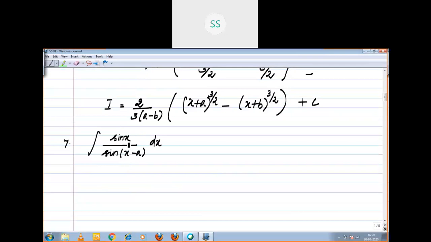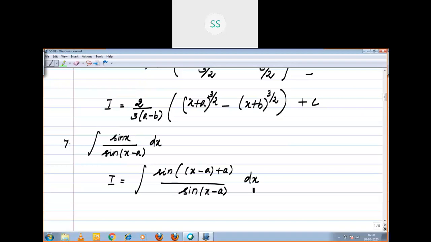Based on the denominator, I am going to do the modification in the numerator. What modification I am going to do, you have to see. Listen children, integral sine of x minus a plus a divided by sine of x minus a. What modification I did in the numerator? I add a and subtract a. That's it. Now it represents capital A.